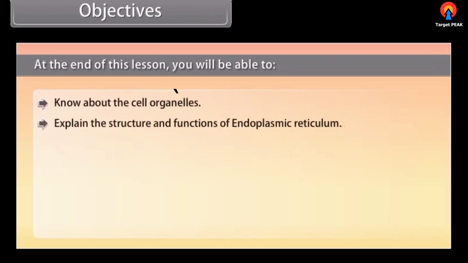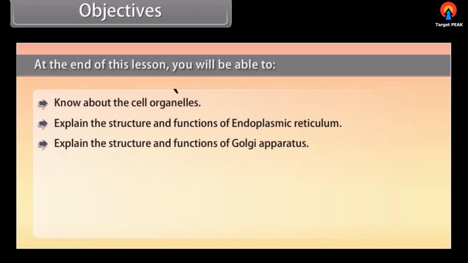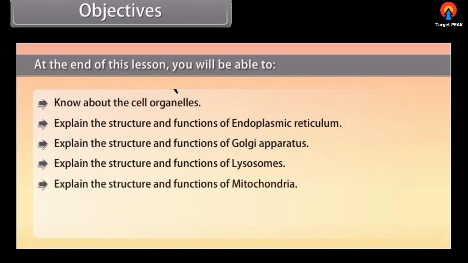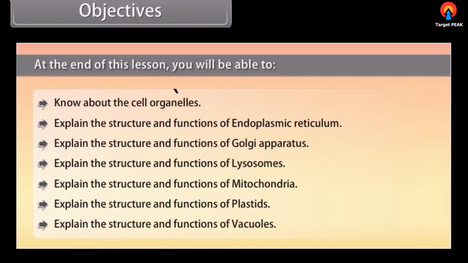Objectives. At the end of this lesson, you'll be able to know about the cell organelles, explain the structure and functions of endoplasmic reticulum, explain the structure and functions of Golgi Apparatus, explain the structure and functions of lysosomes, explain the structure and functions of mitochondria, explain the structure and functions of plastids, and explain the structure and functions of vacuoles.